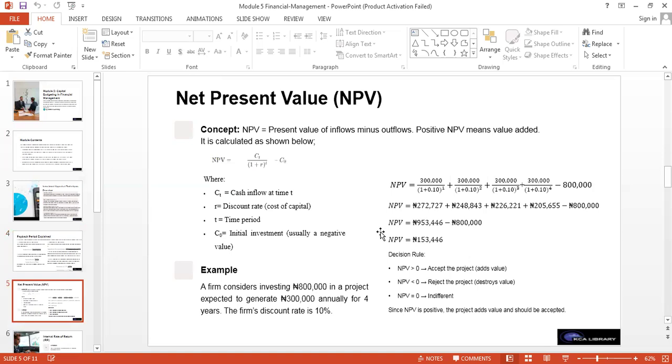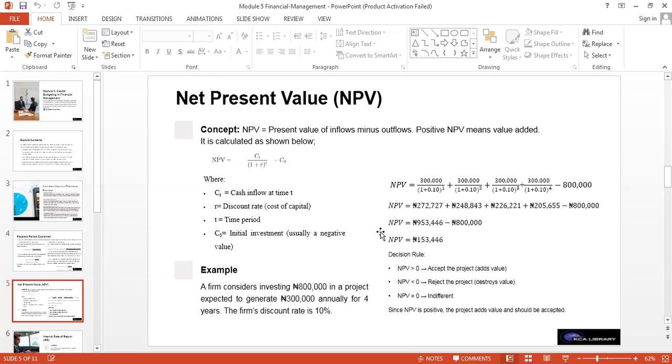Next, we have the net present value, and just like I said, it is the present value of inflow minus outflow. A positive NPV means there is value added. To calculate it, we have the formula there, and the meanings of the terms in the formula are also there.